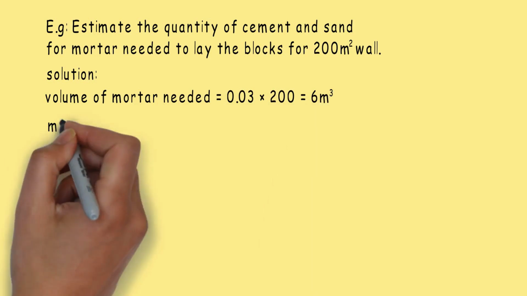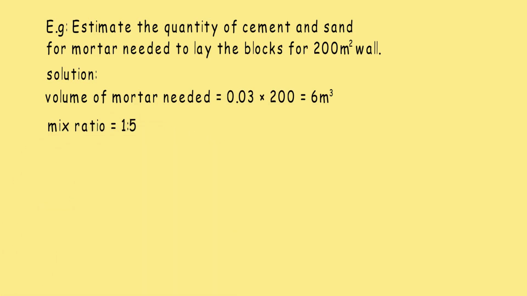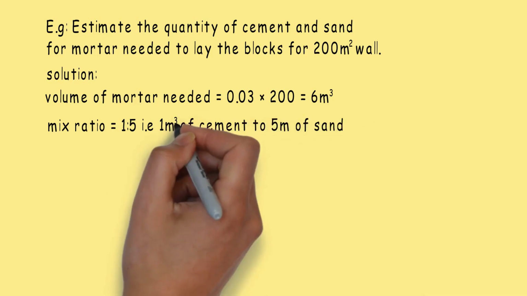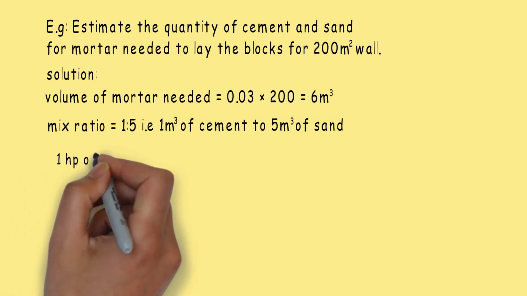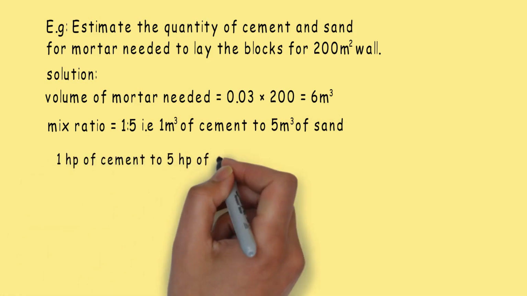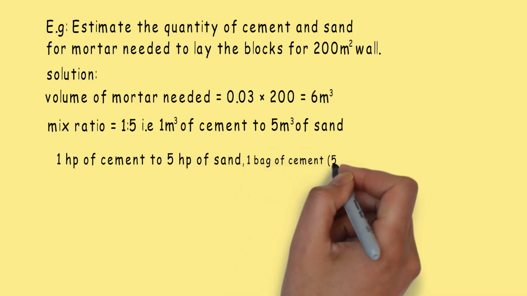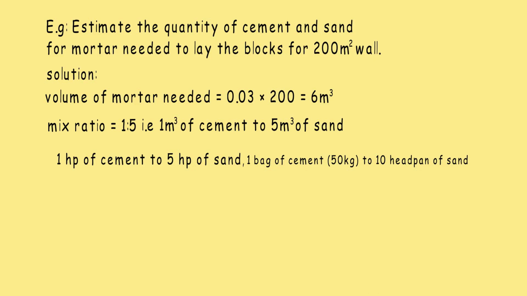The typical mix ratio for mortar is 1:5. That is 1 meter cube of cement to 5 meter cube of sand. On site, this is known as 1 headpan of cement to 5 headpan of sand, which gives 1 bag of cement, which is 50 kg, to 10 headpan of sand. Since mortar is a mixture of cement, sand and water, in this calculation, we'll be excluding water calculation.